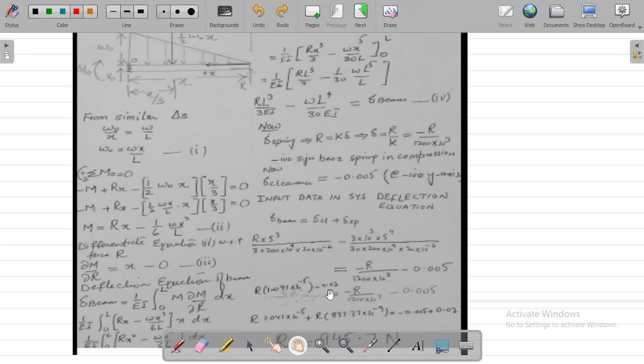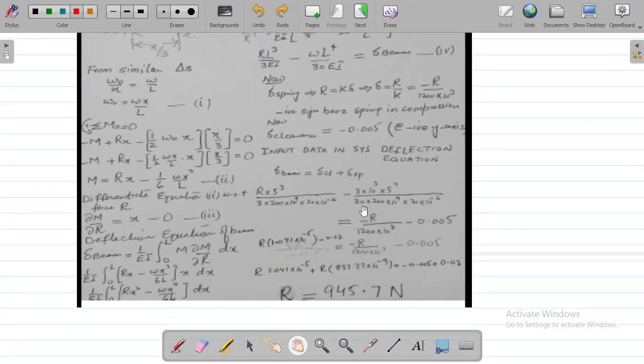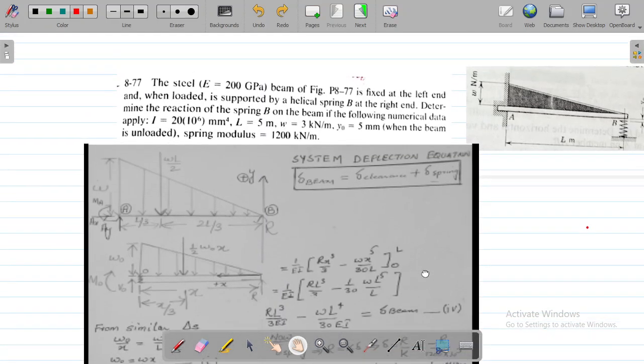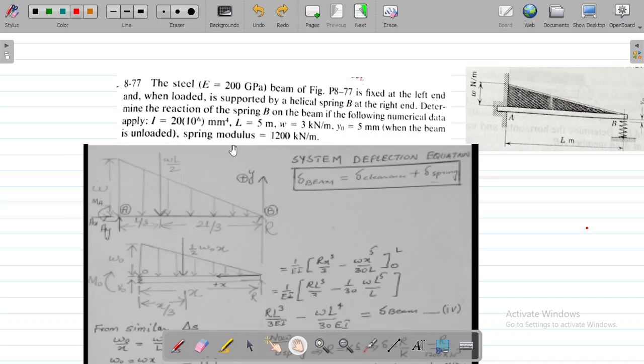Now the entire steps have been shown to you. We simplified this equation, then we simplified this beam deflection equation over here. The simplified value is this, and then we are able to get the reaction, which is R equals 945.7 newtons. Okay, so what does this further explain to us? It explains that when this load, which is basically omega 3 kilonewton per meter, is applied on this beam, the reaction that this spring will provide to it will be 945 newtons.